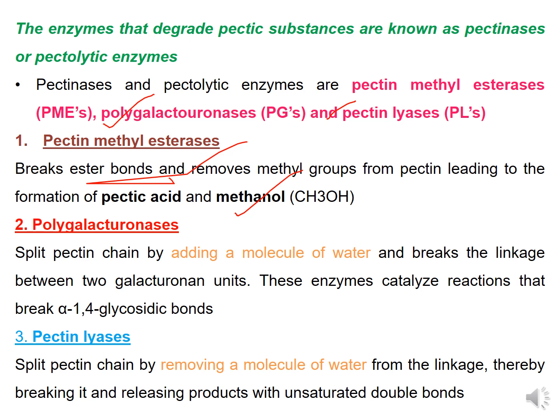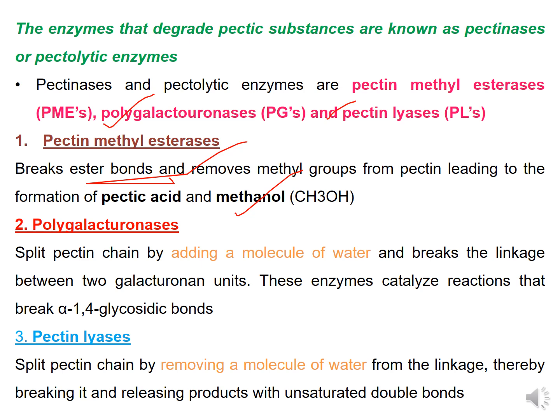And second one is the polygalacturonases. What will polygalacturonases do? It will split the pectin chain by adding a molecule of water, and it will break the linkage between two galacturonic units. They catalyze reactions that break the alpha 1,4 glycosidic bonds, because pectin is made up of alpha 1,4 glycosidic bonds.